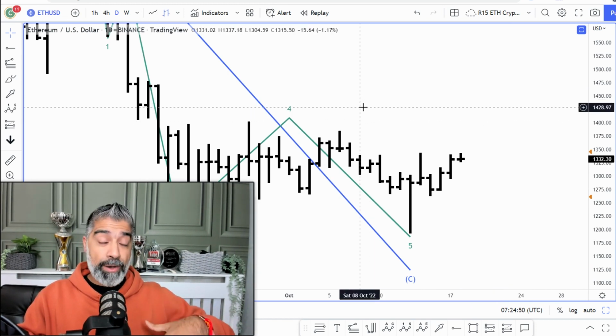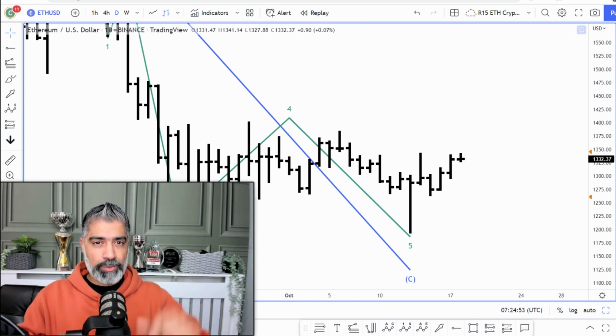So now you know how to set some of the key ratios with Fibonacci.